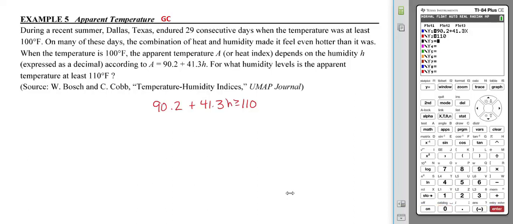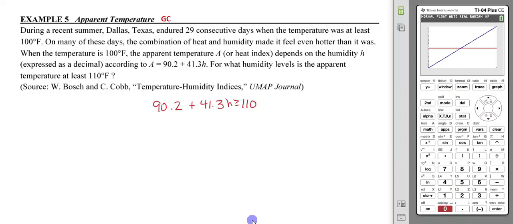As far as setting our window, we know we're not going to have a negative h, which is our x in the calculator. We're not going to have a negative level of humidity, so we'll go ahead and just start that at 0. And we know that our humidity H is expressed as a decimal. Since it's expressed as a decimal, the most we can go is 100% or 1 as a decimal. So let's go ahead and put 1 there. Then we can do a zoom down to zoom fit.